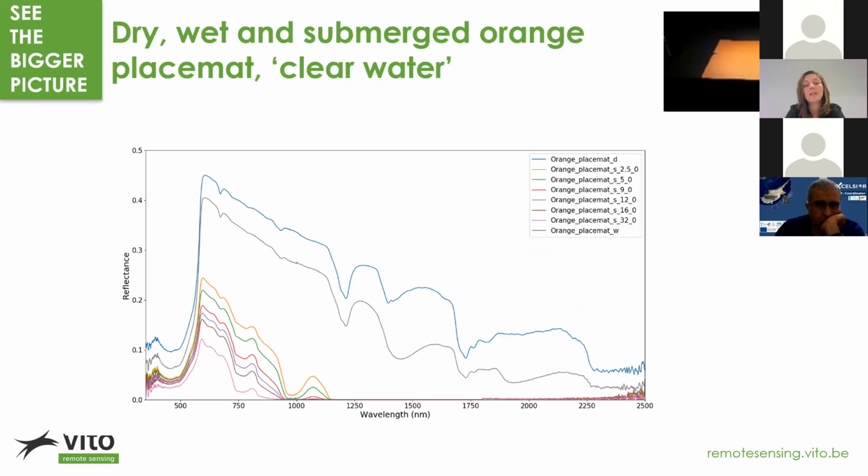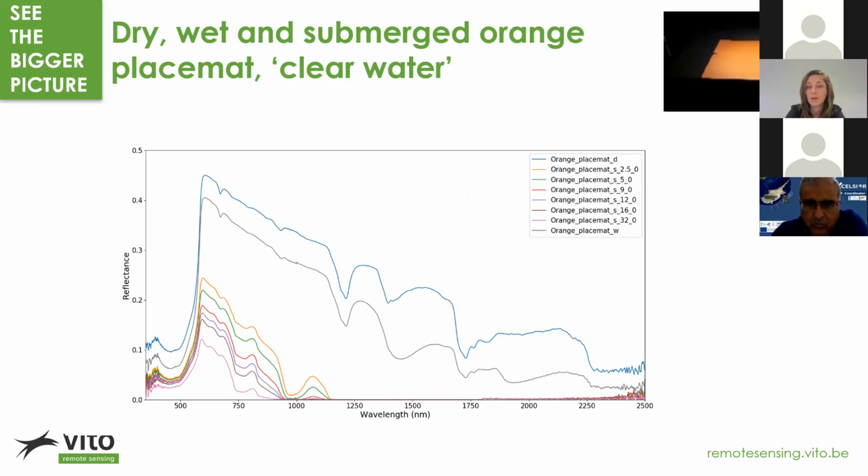Another difficulty, if we want to retrieve marine plastics, is that plastics can be wet. They can also be slightly submerged. And we know that water itself absorbs a lot of the light in the near infrared and also in the shortwave infrared. We tried to simulate this with our experiments by submerging several of the plastics inside the tank and measuring the reflectance.